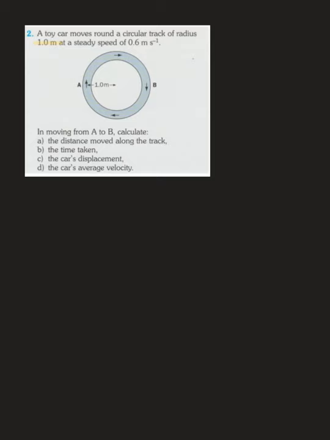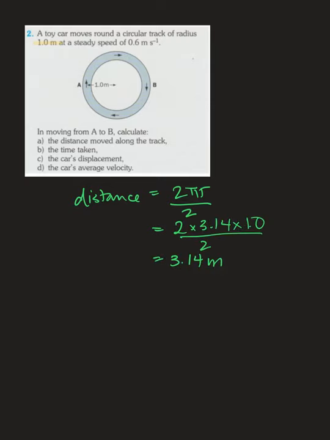And now the question asks, how far does it move along the track when it goes from A around to B? Okay, so that's halfway around the track. It's a circular track, so basically I need half of the circumference. So the distance is going to be 2 pi r, which is the circumference, divided by 2. And that means there we are with 3.14 meters.